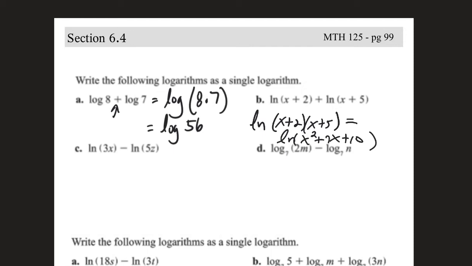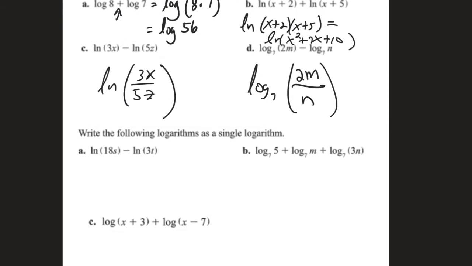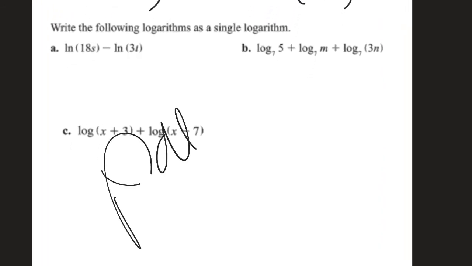For C, we have the natural log, open up parentheses, 3x over 5z, because this is a subtraction symbol that goes with dividing. And for D, I have log base 7, open parentheses, 2m over n. I want you to take a moment and do the 3 examples that we have here at the bottom of the page. Pause your screen and come back and check your answers with me. So you're going to pause now.